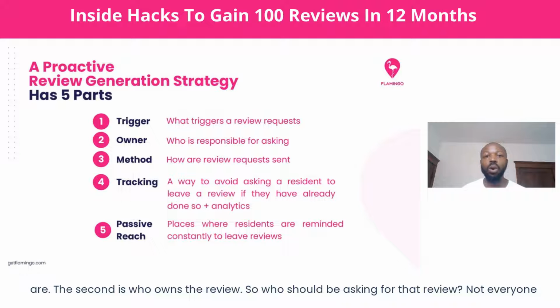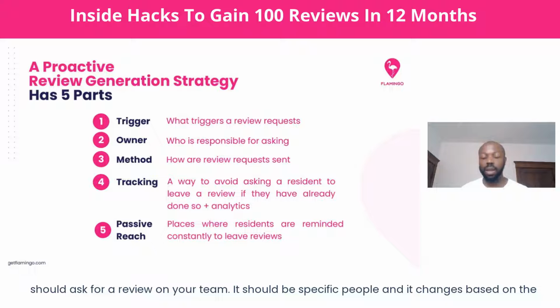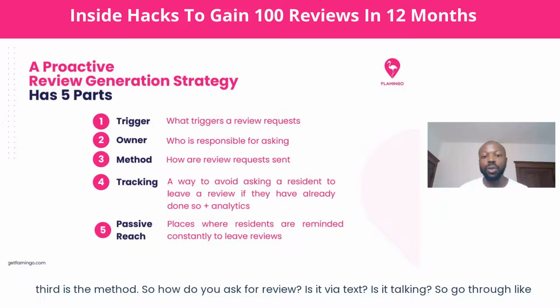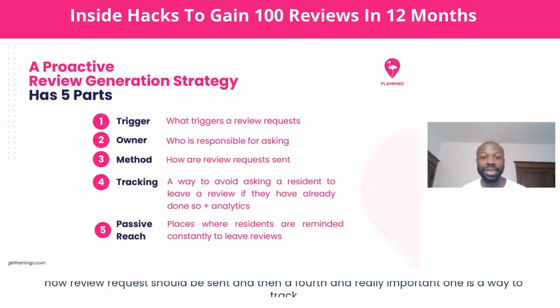The second is who owns the review. So who should be asking for that review? Not everyone on your team should ask for a review. It should be specific people, and it changes based on the trigger. And again, we will go through who should be asking for reviews based on the trigger. The third is the method. So how do you ask for a review? Is it via text? Is it talking? We'll go through how review requests should be sent.